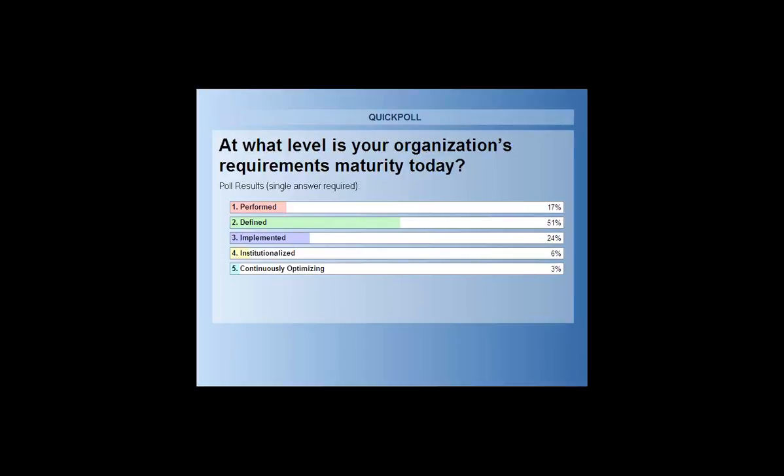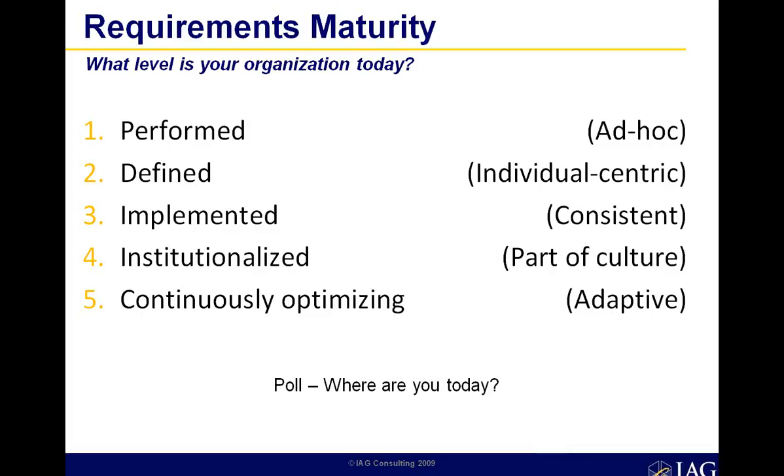Okay, fantastic. And you know what, guys? Every single time I do this, I get about the same results. So you guys as a team are pretty consistent. And so let me share with you some data.